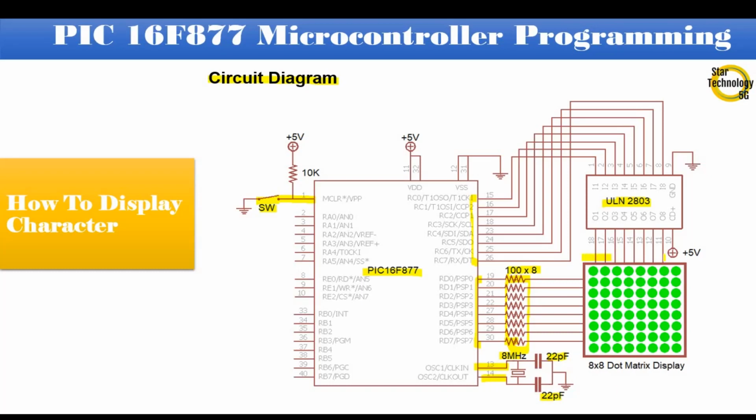Here is dot matrix display. We are using 8x8 dot matrix display. Pin number 11 and 32 are connected with positive 5 volts. Pin number 12 and 31 are connected with ground. Let's draw this circuit in PORTC.